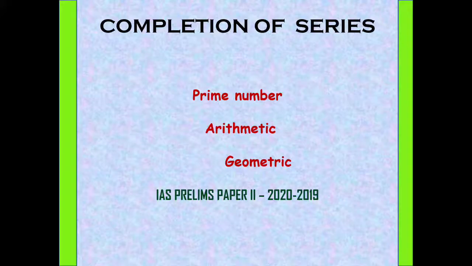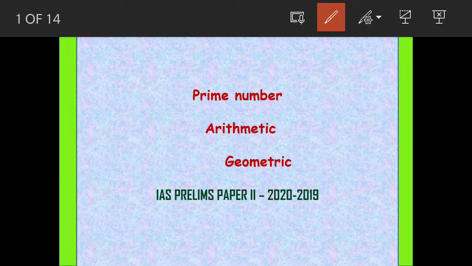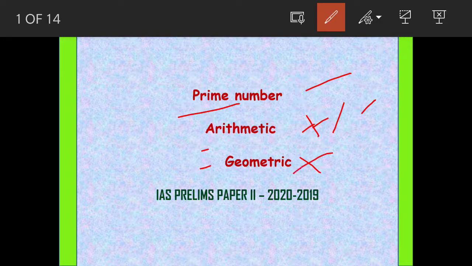In this tutorial, we'll see completion of series type questions which were asked in CSAT paper 2020 and 2019. These questions were primarily based on series which has a different pattern of prime numbers, arithmetic, and geometric. Now, in prime numbers, this I'll tell you subsequently. In arithmetic series, the numbers vary from consecutive terms by addition or subtraction, and in geometric series, numbers vary by multiplication or a division term. So we'll see these questions.